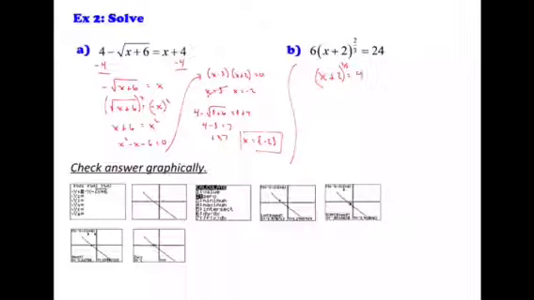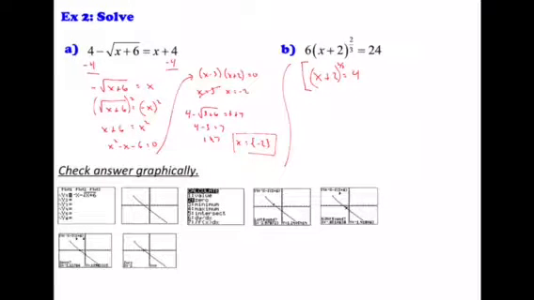Now, how do you get rid of the 2/3? How do you undo that? Well, if you have an exponent and you want to undo it, you can raise it to the reciprocal. So if you raise it to the 3/2, what's 2/3 times 3/2? It's a power to a power. So it just cancels and you're left with x plus 2 is equal to 4 raised to the 3/2.